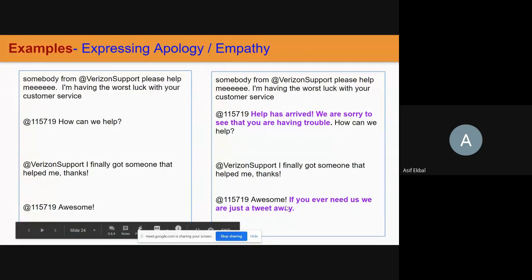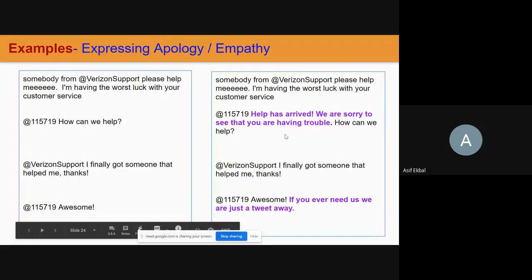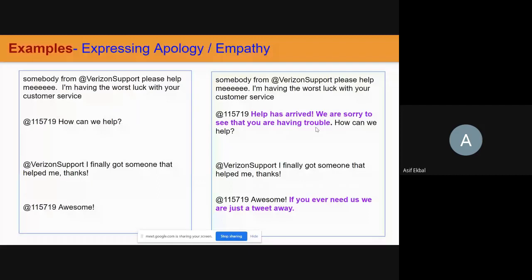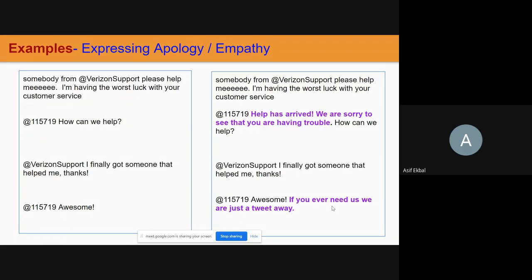Rather than saying that, if the bot responds as shown on the right-hand side, "That's awesome, if you ever need us, we are just a tweet away." So now, not only are you saying awesome, but you are also apologizing first. In the first expression you say, "We are sorry to hear," you are apologizing, and you are also emphasizing that you are having trouble, and at the end you are also giving a kind of assurance. Okay, we feel sorry that you had trouble, but in future we will try to sort it out.